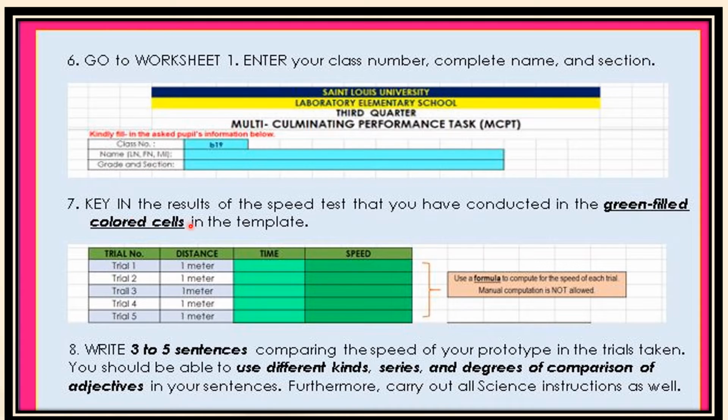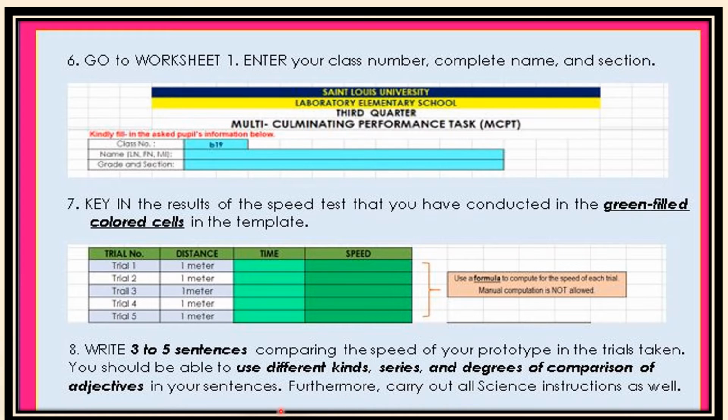Next, key in the results of the speed test that you have conducted in the green colored cells in the template. So you have here the time, and then the speed, and then use a formula to compute for the speed of each trial. Accordingly, manual computation is not allowed. You also have to write 3 to 5 sentences comparing the speed of your prototype car in the trials taken.